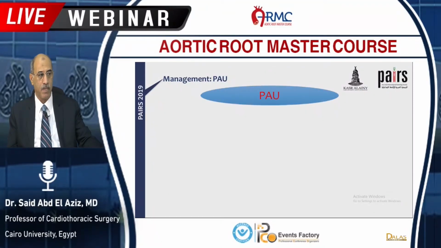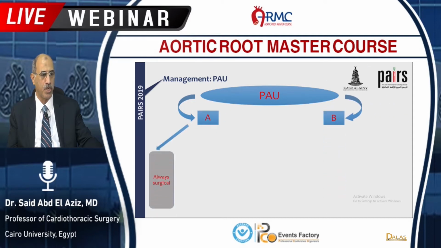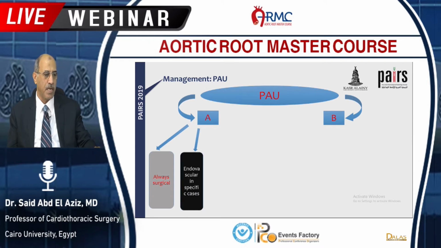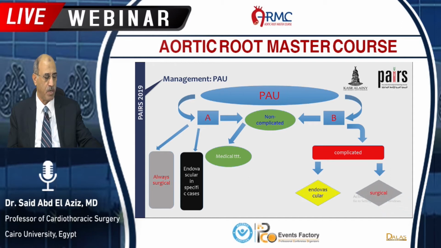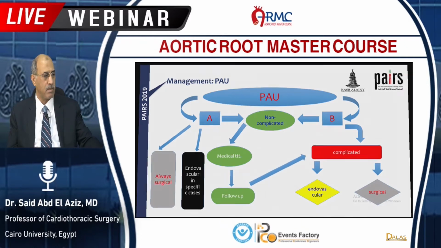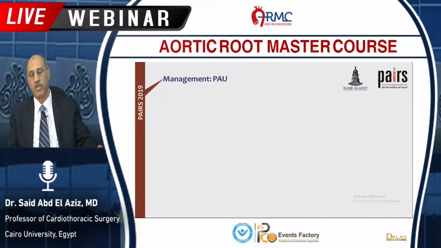So to summarize the management, type A penetrating ulcer is always a surgical intervention, sometimes endovascular in specific cases. If it is non-complicated, then medical treatment. If it is complicated, it is endovascular treatment or surgical intervention. And if a case turns complicated during the follow-up, we will shift to endovascular or surgical treatment.